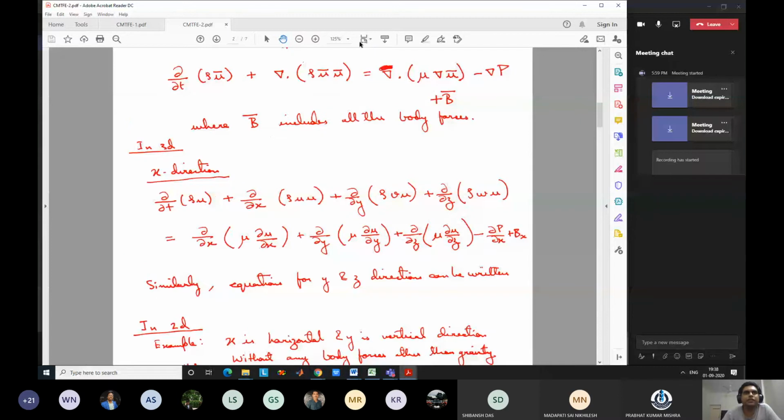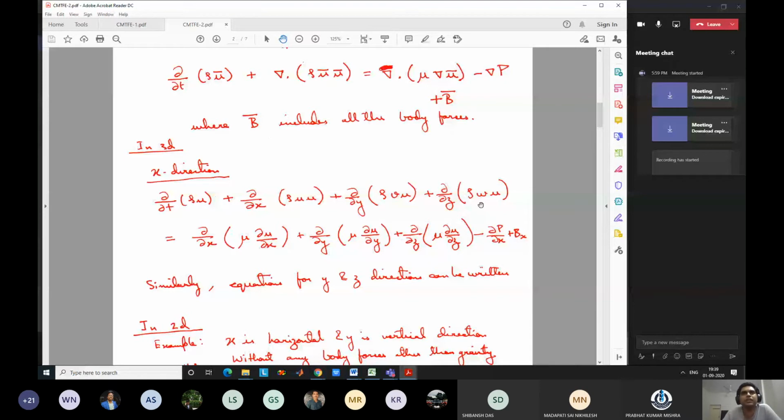In x direction, we have del t of rho u. This already you know, I will just repeat. Del x of rho u plus del y of rho vu. This first u, the terms are changing. Okay, rho vu plus del z of rho wu. Second u terms, the second u, and for all the other u's, the terms will change with the equations.